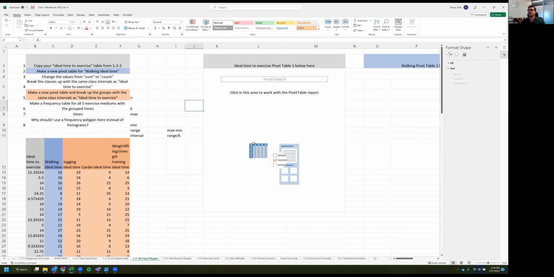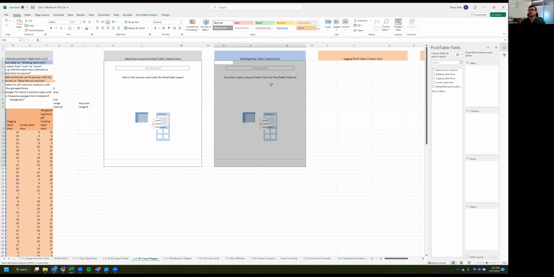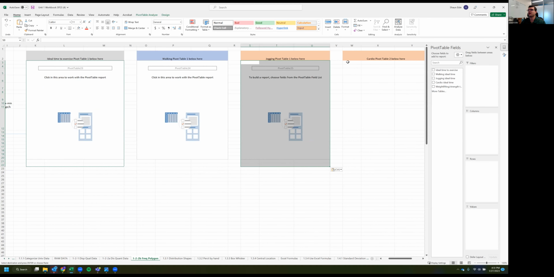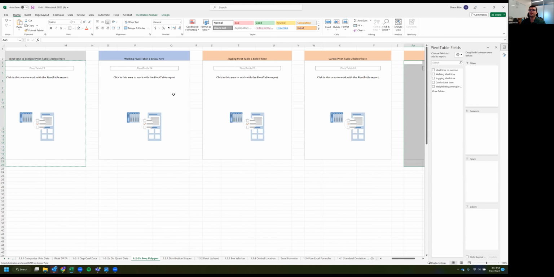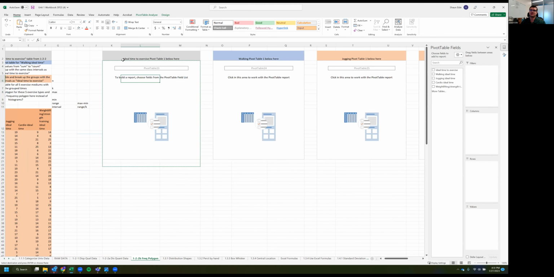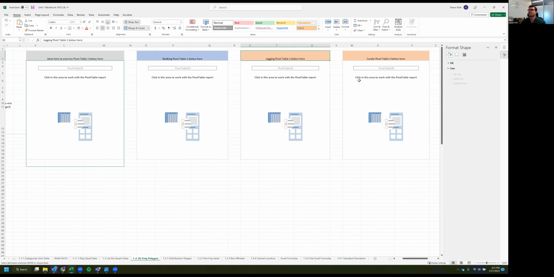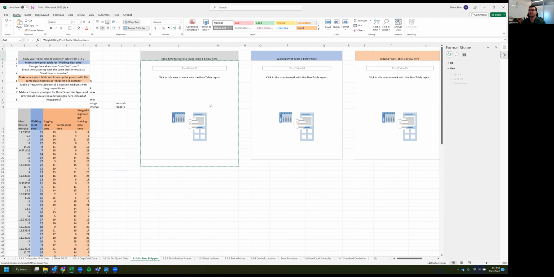And we're going to use this pivot table for all 5 of these pivot tables. So I'm going to do Control-C, Control-V, or Command-C, Command-V, and paste it four more times. And notice right up here, it says this pivot table is going to be over ideal time to exercise. This one's going to be over walking, jogging, cardio, and weightlifting. So we're going to make 5 different pivot tables.